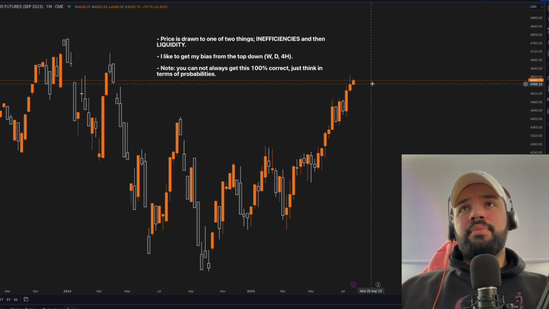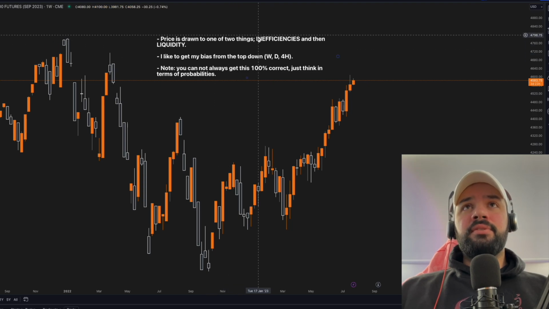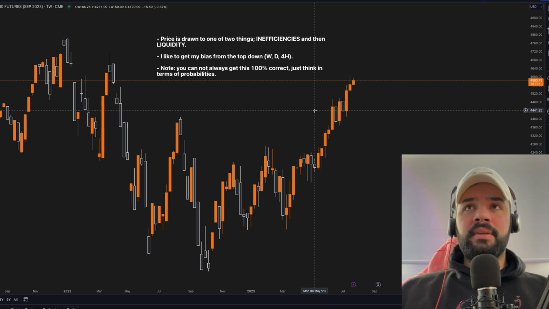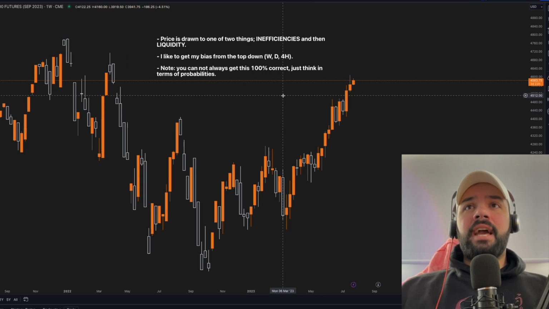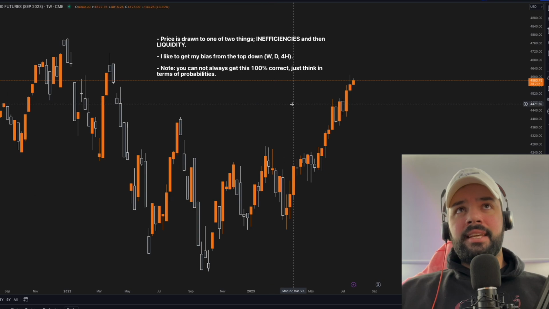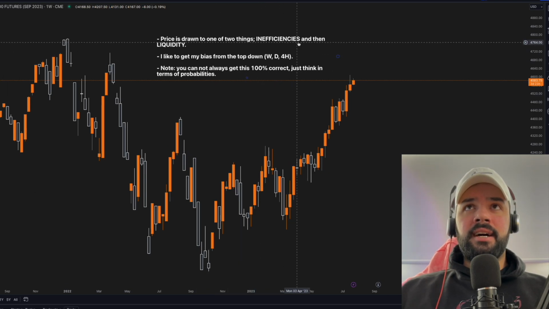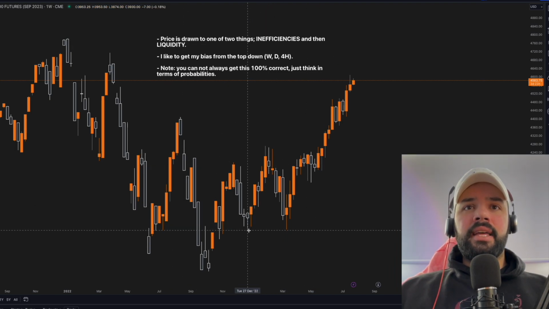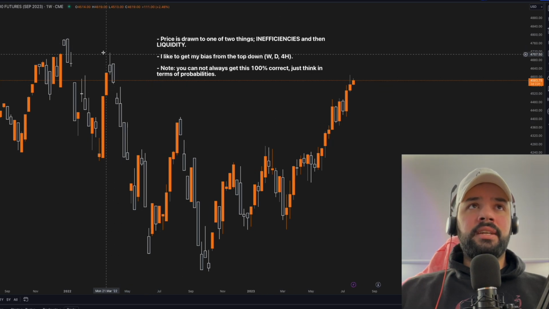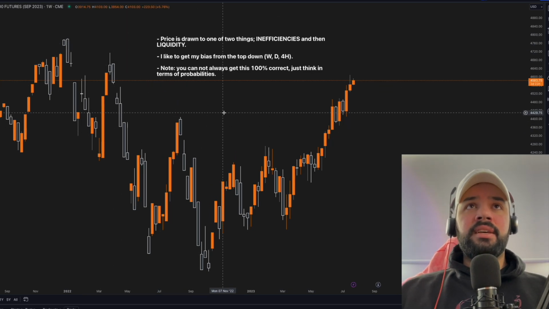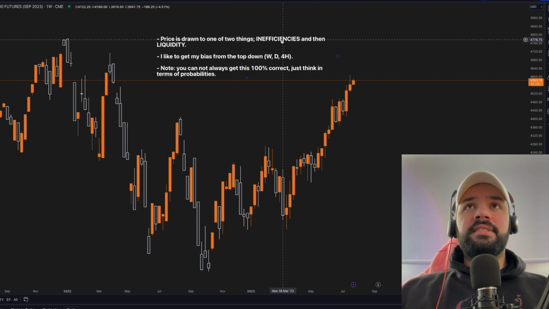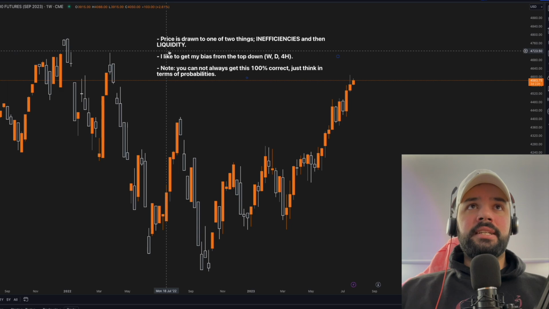So price is drawn to one of two things only, okay? It's either inefficiencies, so fair value gaps, volume imbalances, any form of gap or inefficiency. You guys who trade ICT, you're familiar with what inefficiencies are, okay? So price is drawn to inefficiencies first, or secondly, liquidity points. So equal lows, equal highs, even relevant, important swing highs and swing lows are counted as liquidity points, all right? So first you're looking for inefficiencies, and then you're looking for liquidity.